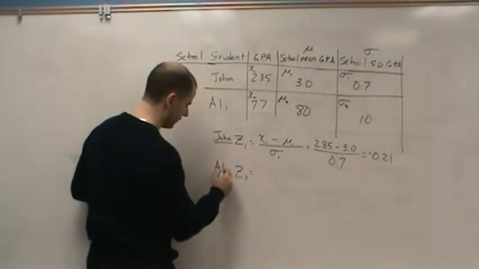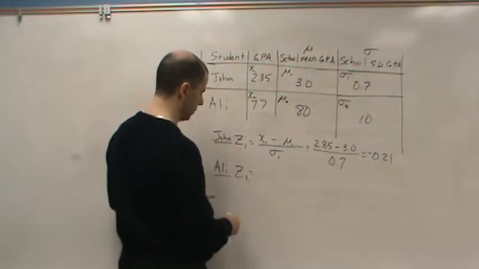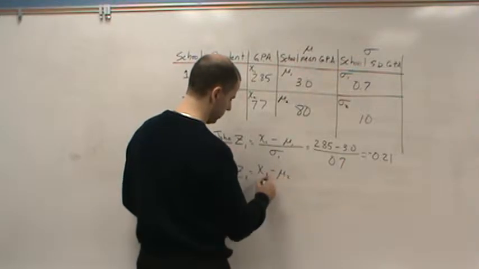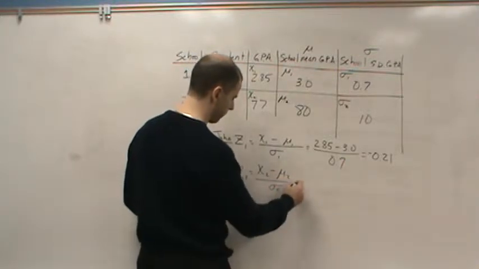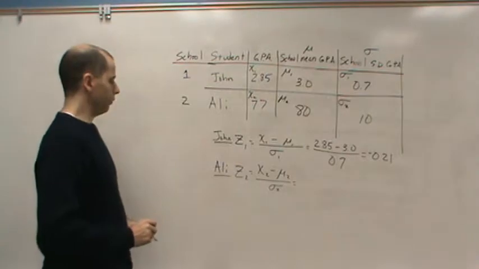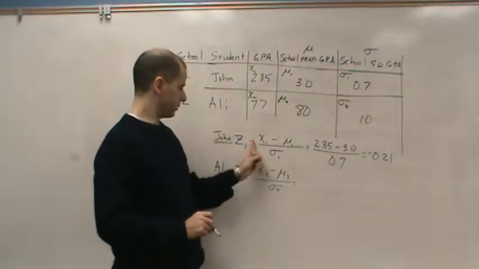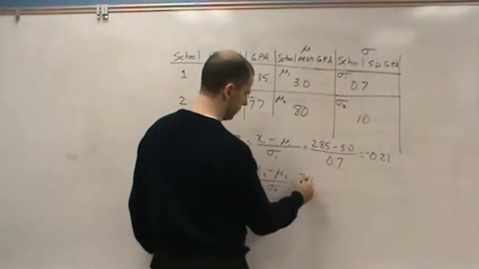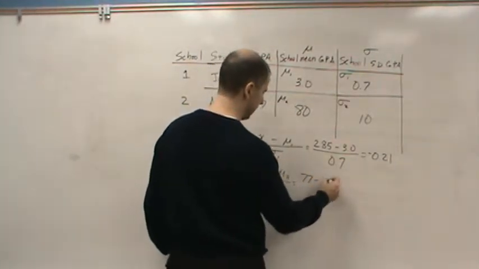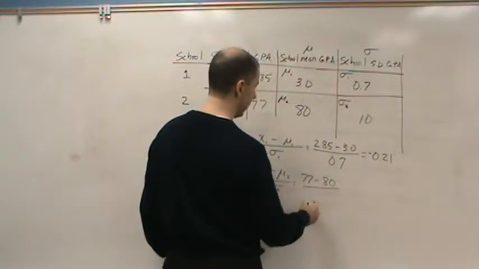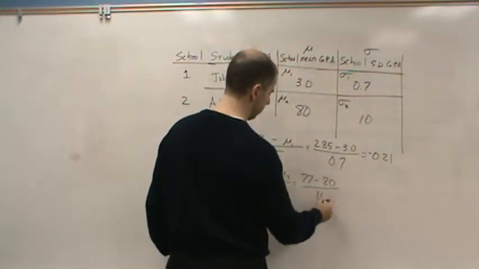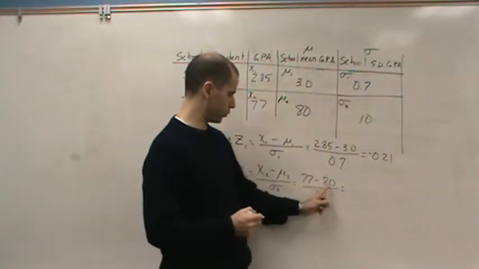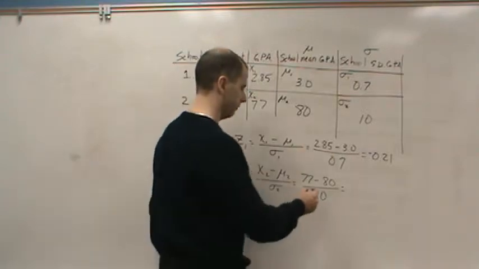Okay, now let's take Ali's information and put it in there. So again, we're going to take x2 minus mu2 divided by sigma 2. And remember, that's the standard deviation. So again, we're going to subtract off the mean, divide by the standard deviation. So this is 77 minus 80 divided by 10. So notice this is also going to be a negative z-score because of the numerator. We're subtracting off a bigger number, so it's going to be negative.